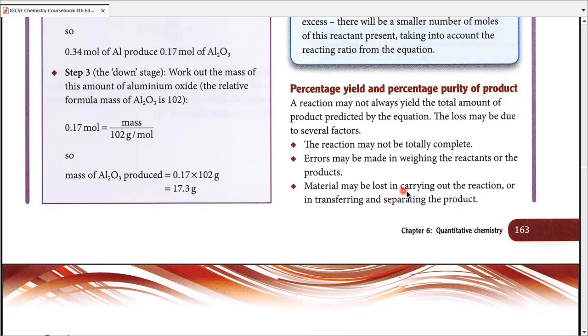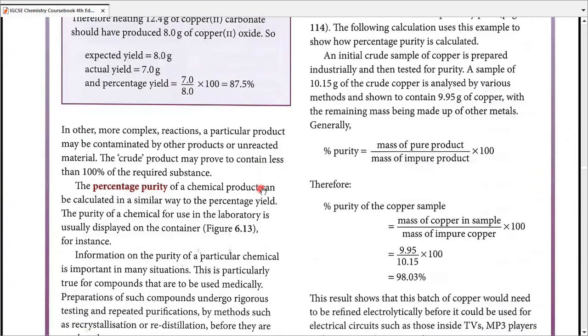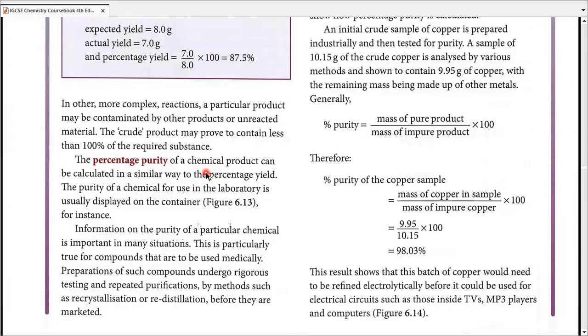Now, material may be lost in carrying out the reaction or in transferring or separating the products. That actually is reaction specific or process specific errors or loss in material. So percentage yield is the concept that I'm going to keep for now, but I'm going to go for percentage purity first. And this is very easy. It's one of the easiest concepts of this chapter and would hardly take a few minutes of learning curve. You will very easily learn it.